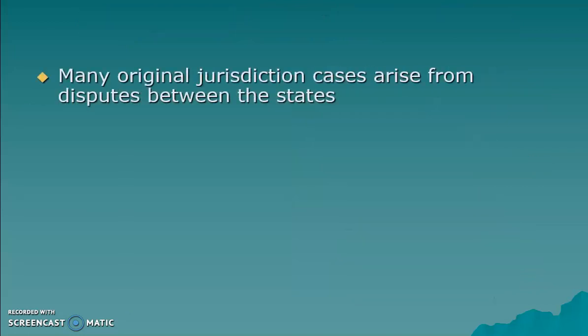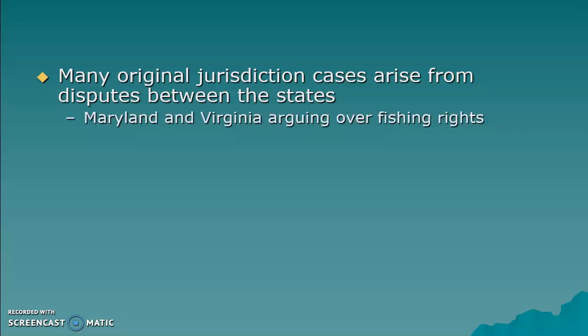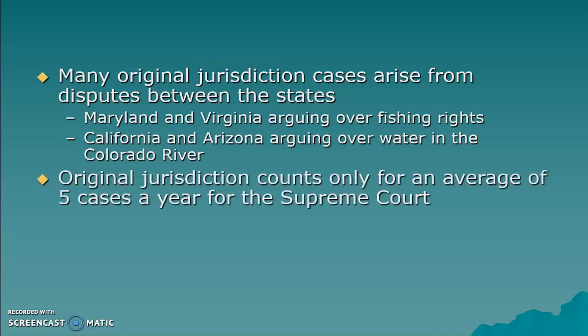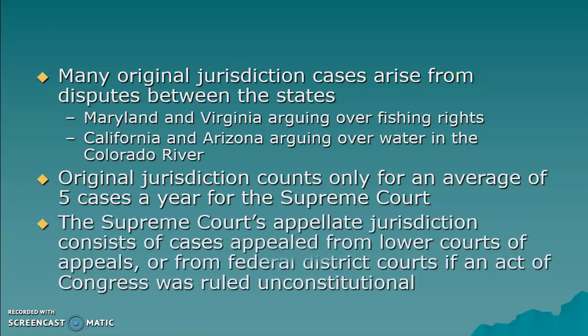Now, many original jurisdiction cases arise from disputes between the states. For example, Maryland and Virginia arguing over fishing rights, or California and Arizona arguing over water rights in the Colorado River. Original jurisdiction only counts for an average of 5 cases a year for the Supreme Court. The court's appellate jurisdiction consists of cases appealed from the lower courts of appeals or from federal district courts if an act of Congress was ruled unconstitutional.